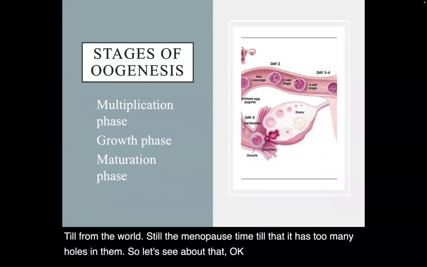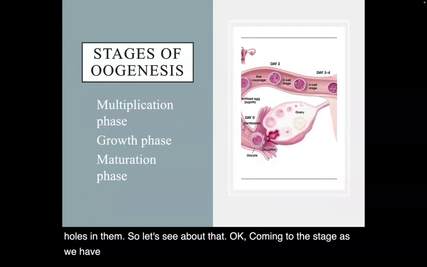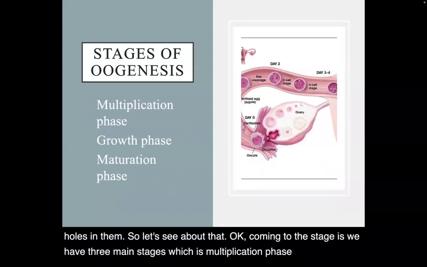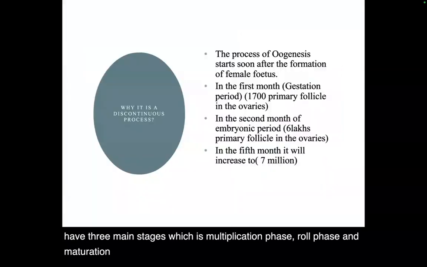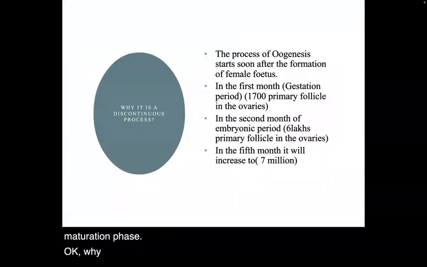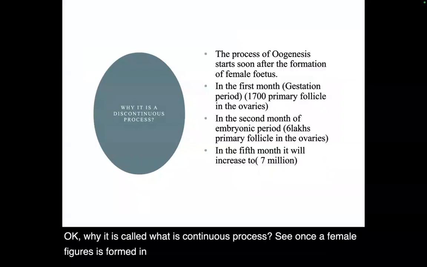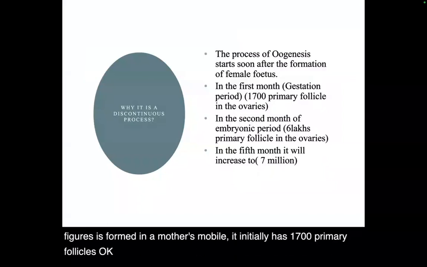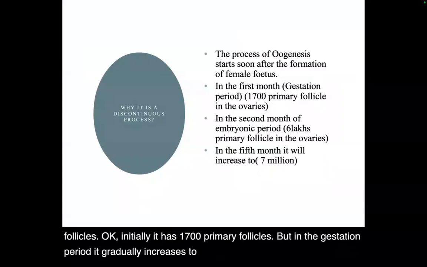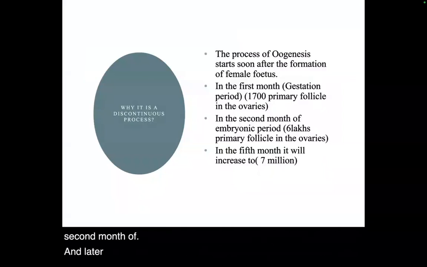Coming to the stages, we have three main stages: multiplication phase, growth phase, and maturation phase. Why is it called a discontinuous process? Once a female fetus is formed in a mother's womb, it initially has 1,700 primary follicles, but in the gestation period it gradually increases to 6 lakh primary follicles in the second month, and later in the fifth month it increases to 7 million primary follicles.